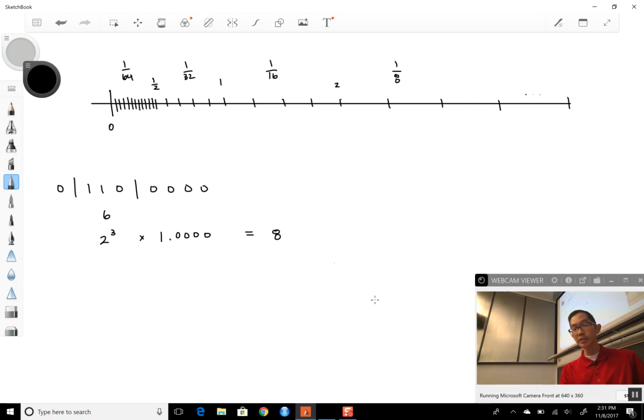And then what's the next value that we would have? 0, 1, 1, 0, 0, 0, 0, 1. It would be 2 to the 3rd times 1 and 1/16, and so we would have 8.5. So when we get to 8, we're incrementing by halves. There's no ability to represent any value between 8 and 8.5. The system will choose one or the other. If it's closer to 8, it will choose 8. If it's closer to 8.5, it'll choose 8.5, and so on and so forth.